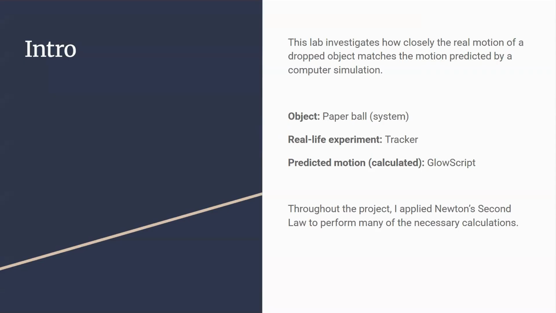The goal of this lab was to investigate how closely the real motion of a dropped object matches the motion predicted by a computer simulation. To do this, I used a paper ball as my system and dropped it while recording its motion. For the experimental portion, I used Tracker, which allowed me to analyze the motion frame by frame. For the predicted motion, I used GlowScript to build a computational model based on physics equations. By comparing these two approaches, I was able to evaluate how accurate a theoretical model is when applied to real-world motion.